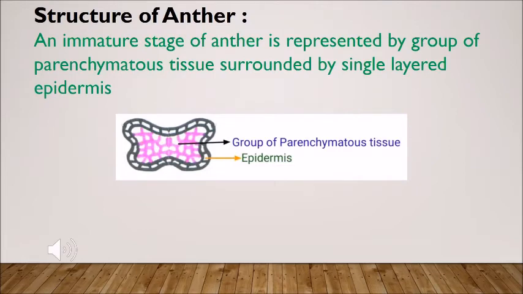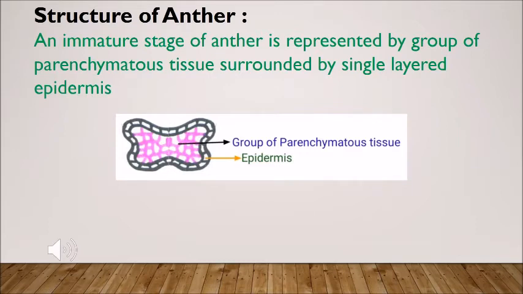The stamen is made up of two parts, the anther and the filament. The anther produces pollen, that is the male reproductive cells. So what is the structure of anther? Now we'll see the immature stage first.